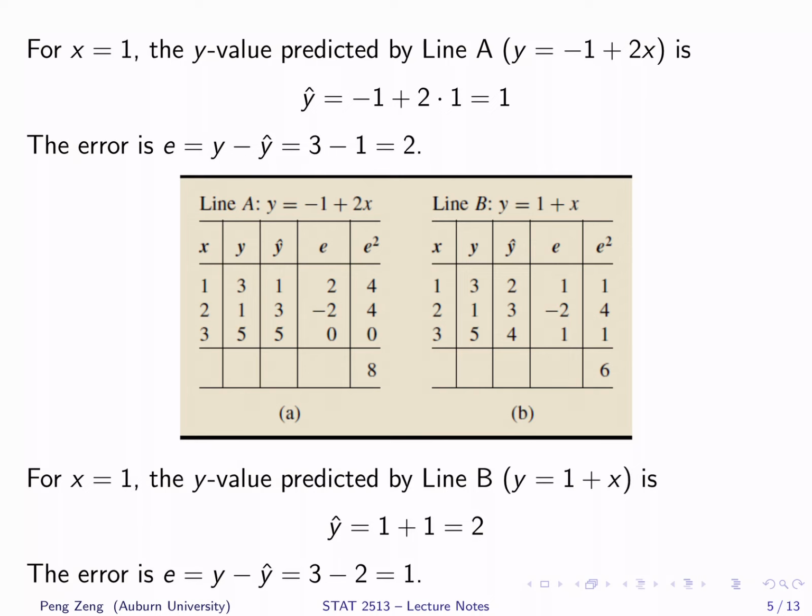In order to aggregate them together, we square them and calculate their sum. The sum of squared error is 8 for line A and 6 for line B. The second line has a smaller sum of squared error.